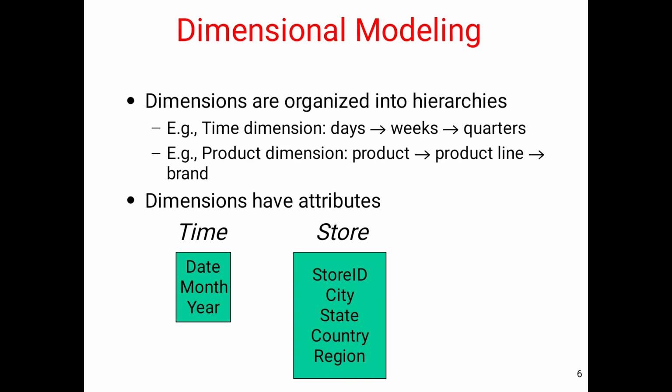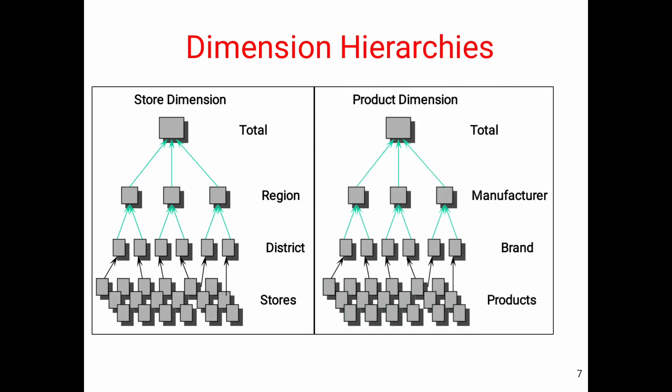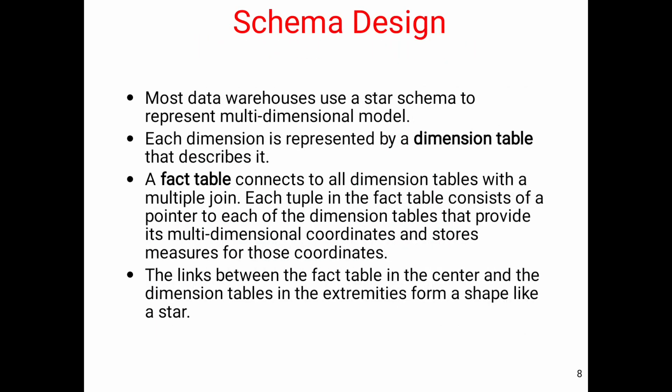Here time contains date, month, year. Okay, this is one dimension. Store has a store ID, city, state, country, region. This is one dimension. This is the way we represent the dimensions. We have taken one store information. Store dimension has total, region, district, stores. These are the dimension tables.